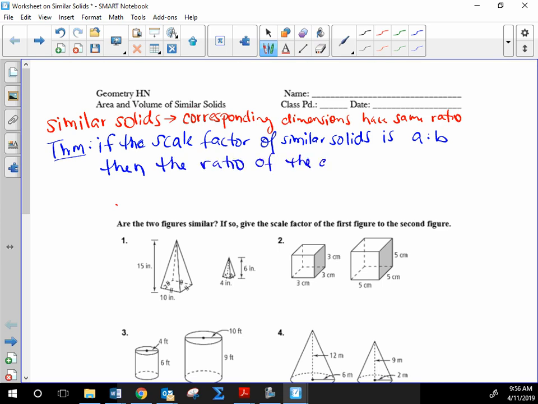So if the scale factor of similar solids is A to B, then the ratio of the areas is A squared to B squared. That could be lateral area, that could be surface area. Exactly, and that's our next piece. And the ratio of the volumes is A cubed to B cubed.